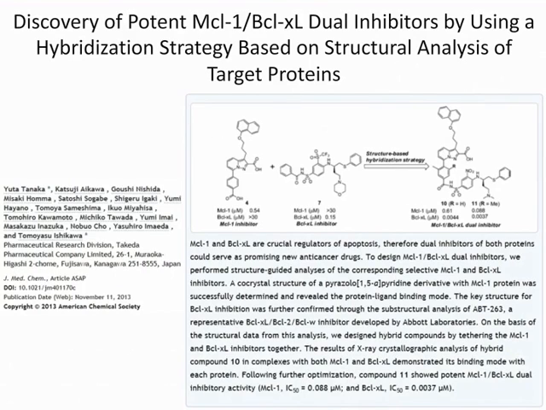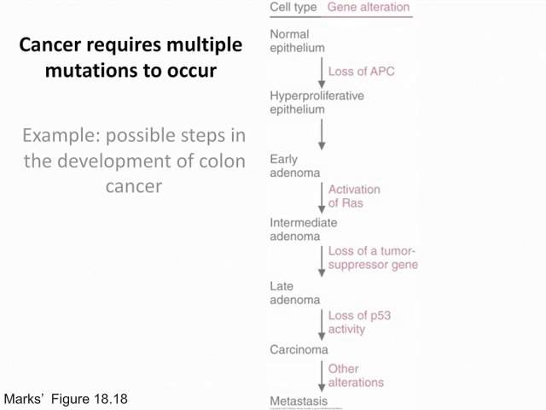So this slide is just FYI. Luckily, cancer requires multiple mutations to occur. Here are the possible steps in the development of colon cancer. So just read through a few of these and know that cancer requires multiple mutations to occur.